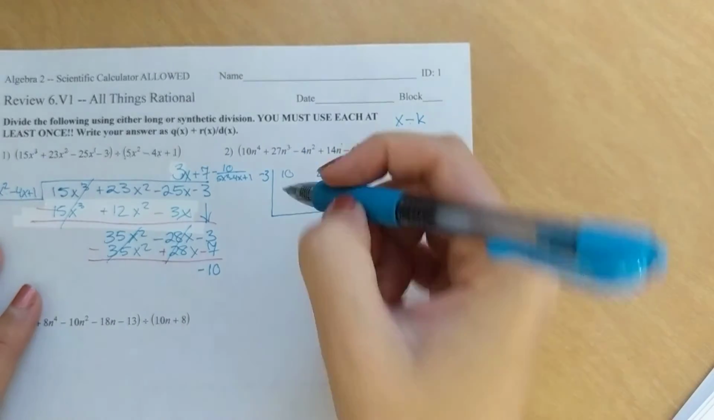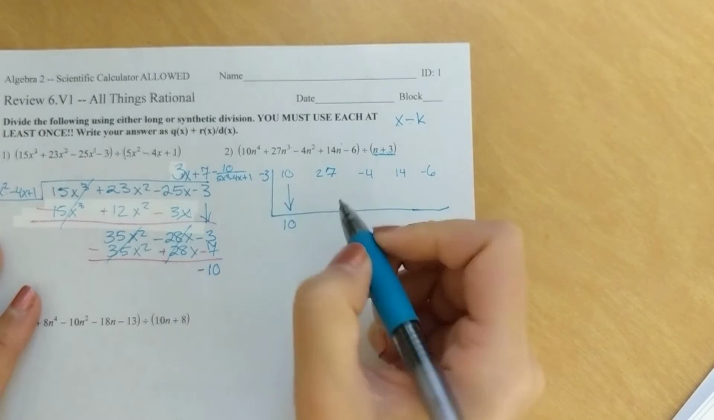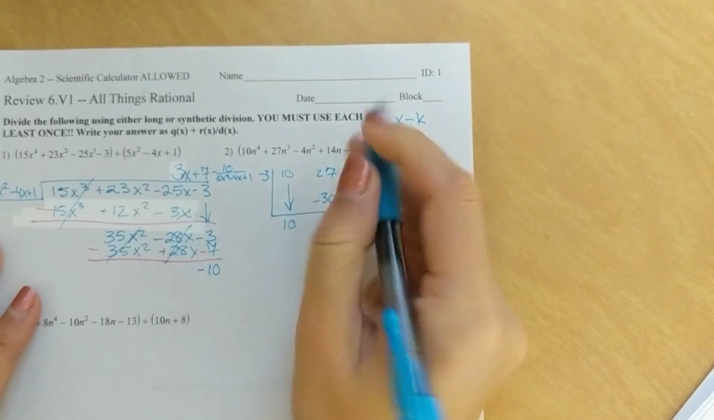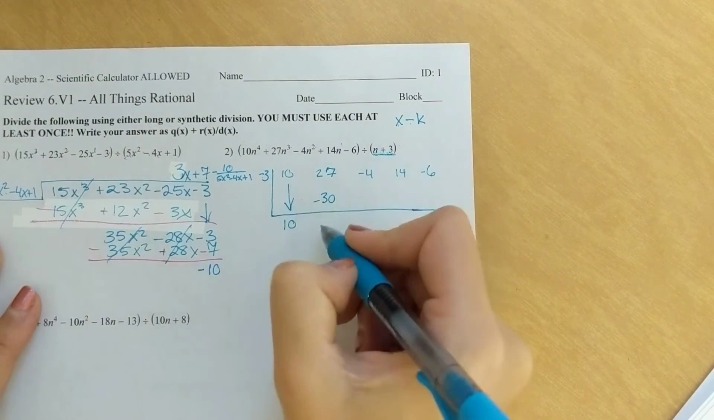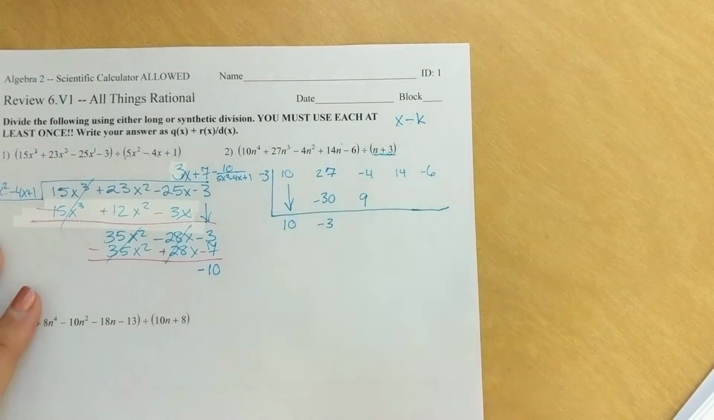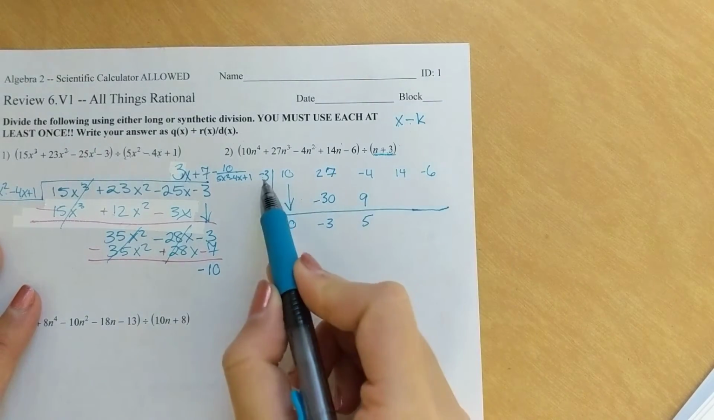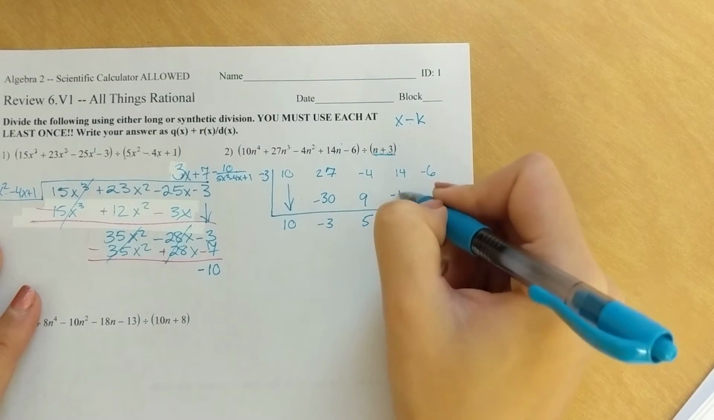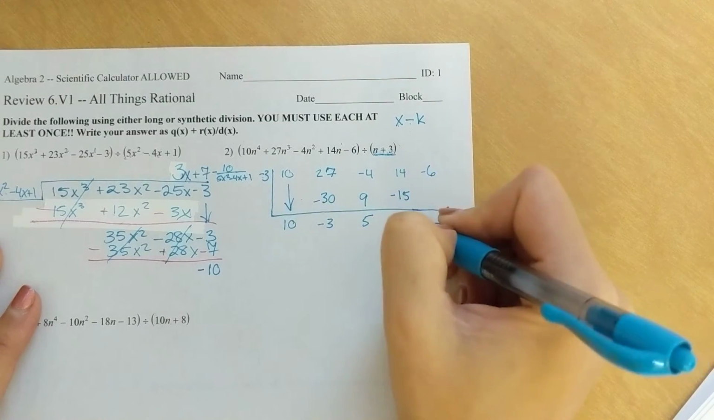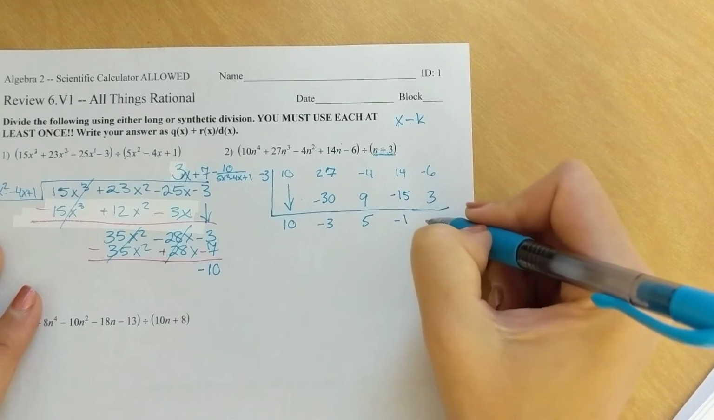Synthetic division is like dominoes. The first one has to fall for you to start. 10 times negative 3 is negative 30. Now you're going to add vertically. That would be negative 3. Negative 3 times negative 3 is 9. And then we're going to add vertically. That would be 5. Multiply diagonally. 5 times negative 3 is negative 15. Add vertically. Negative 1. Negative 1 times negative 3 is 3. Add vertically. Negative 3.